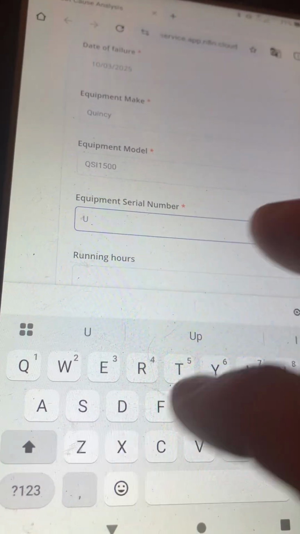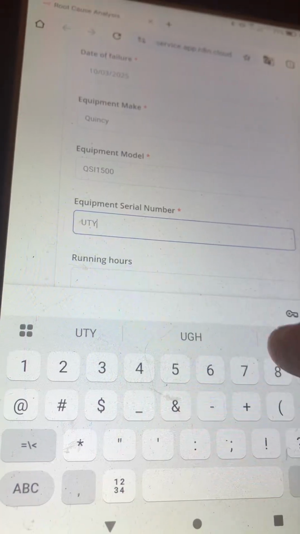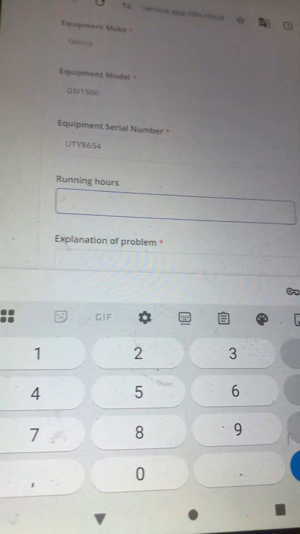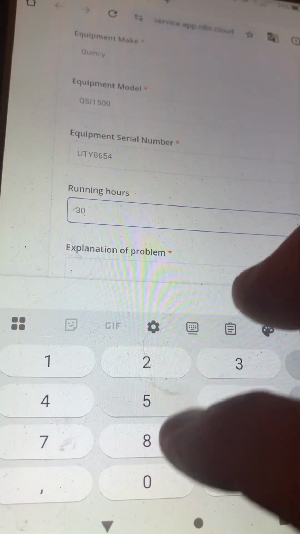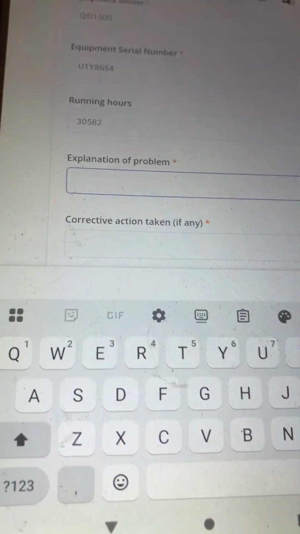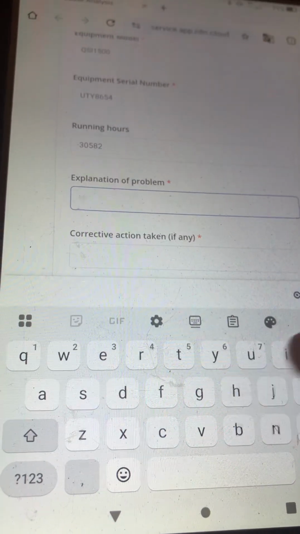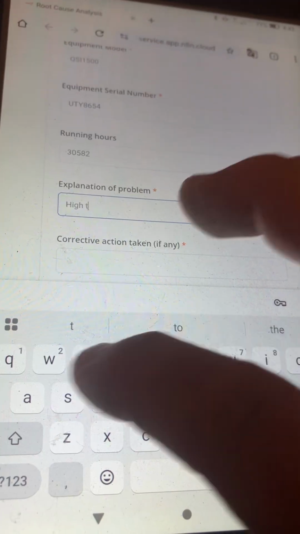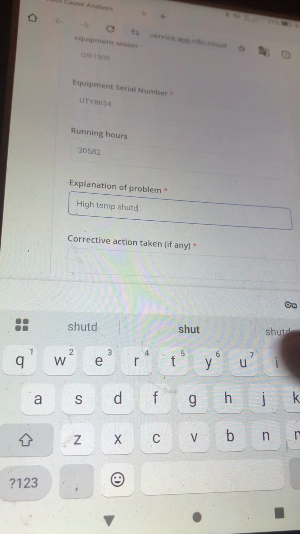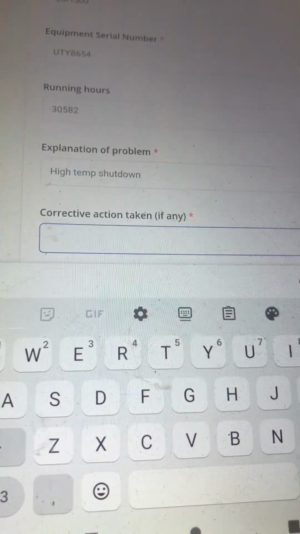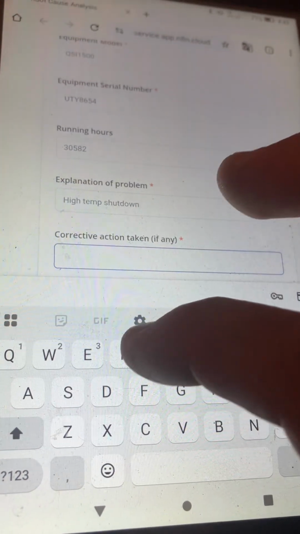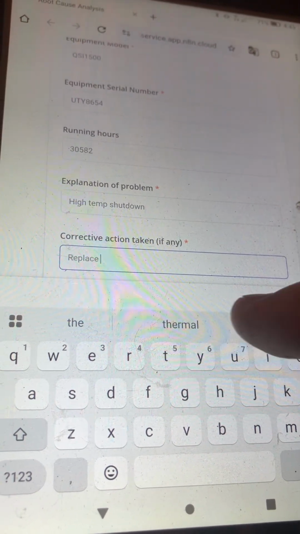Serial number is a UTY something. Running hours, I don't know, let's say it's got 30,582. Explanation of the problem. Let's say we had a high temp shutdown. Corrective action. Well, let's see. How about we replace the thermal valve?